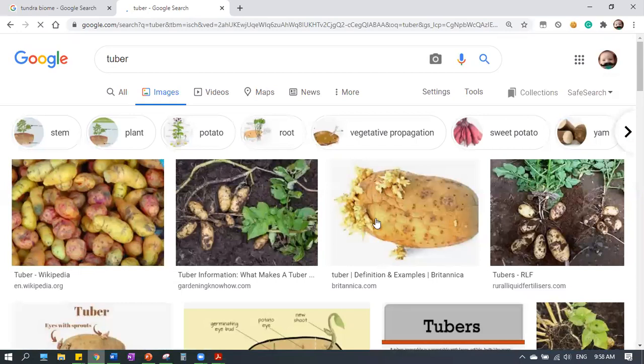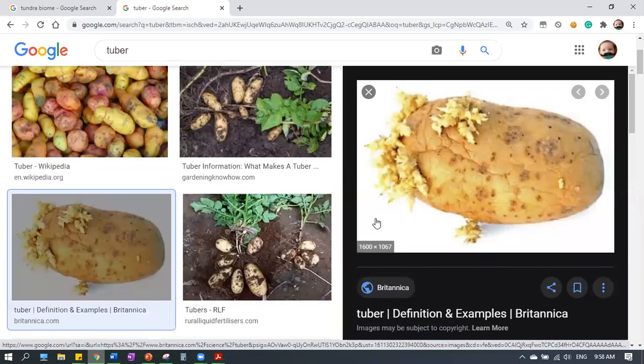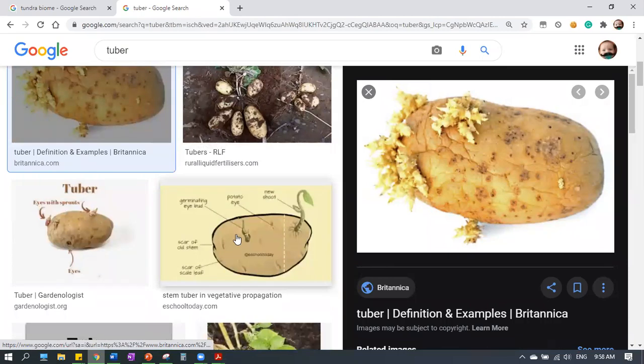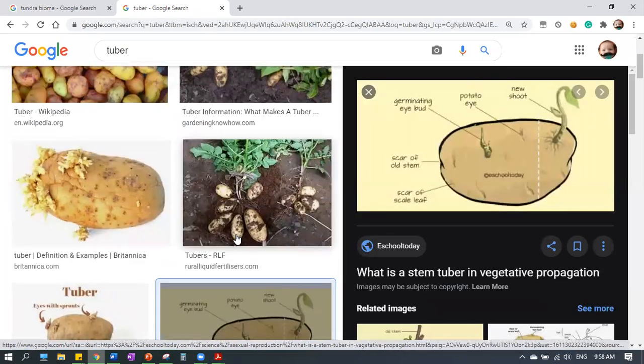Okay, can you guys see my screen? Yes. This is what we mean by tuber, like growing plants that grow under the ground. That's a potato. I mean, most of us can have this in their home.